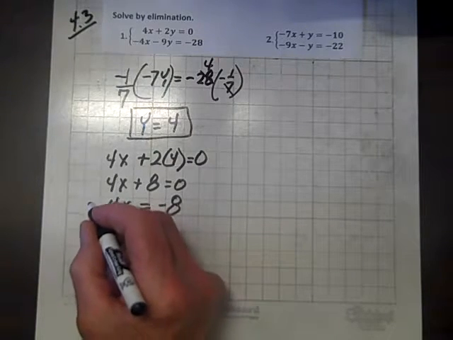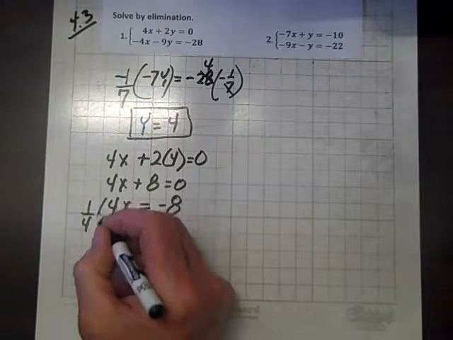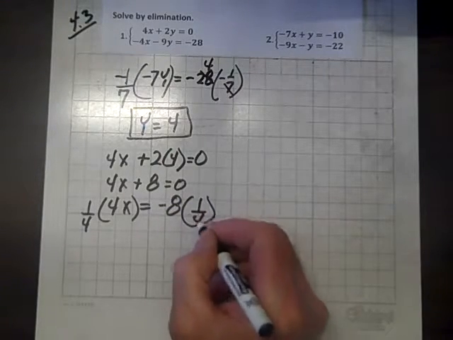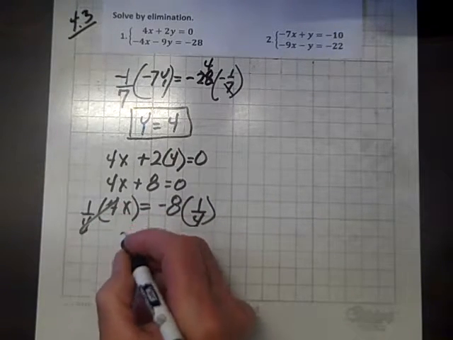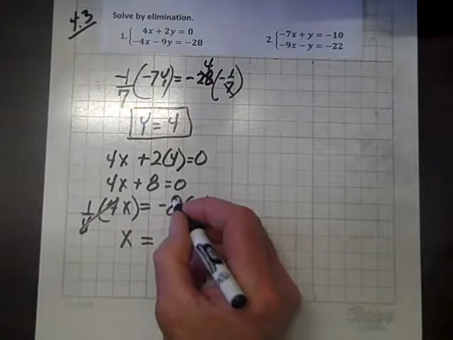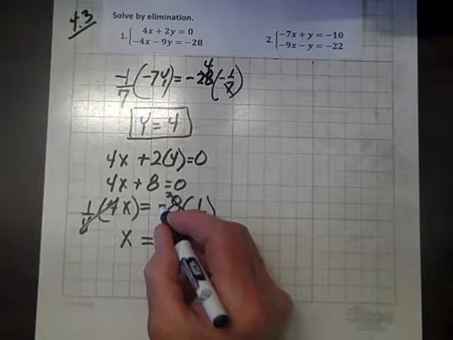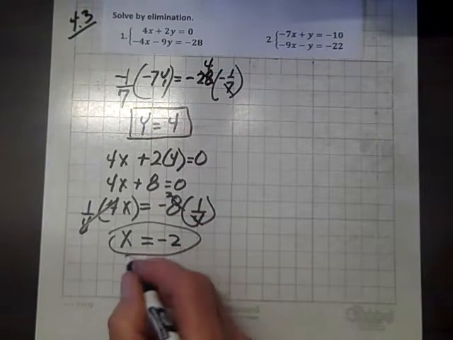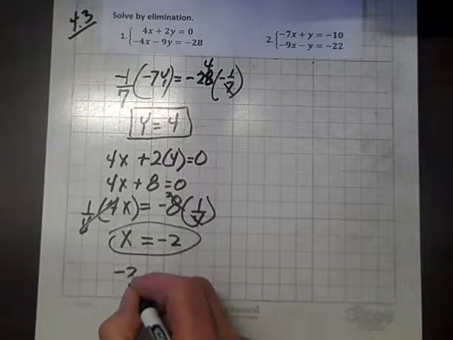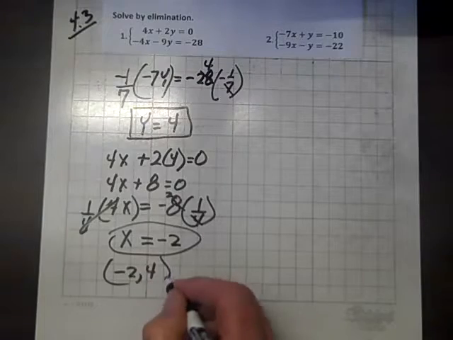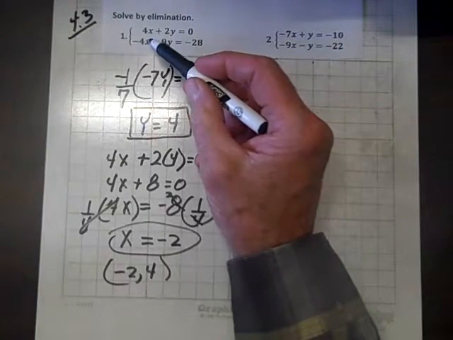And now multiplying both sides by the reciprocal of 4, and the product of reciprocals is 1, so x equals, then 4 goes into 8 twice, and that's a negative, so x equals negative 2. So now the ordered pair that worked is negative 2, 4. And we'll check it out.